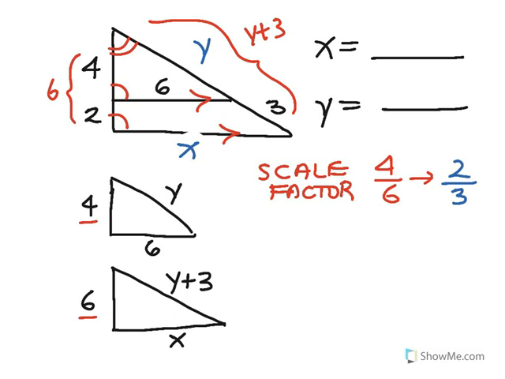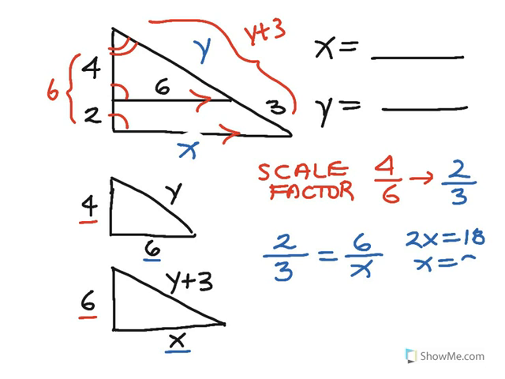So meaning the little triangle is 2/3 the size of the big triangle. So now using that scale factor to solve for x, I can say, okay, 2 is to 3, like 4 is to 6, as this piece here, 6 is to x. So solving that, I get 2x by cross multiplying here is 18. So x equals 9.